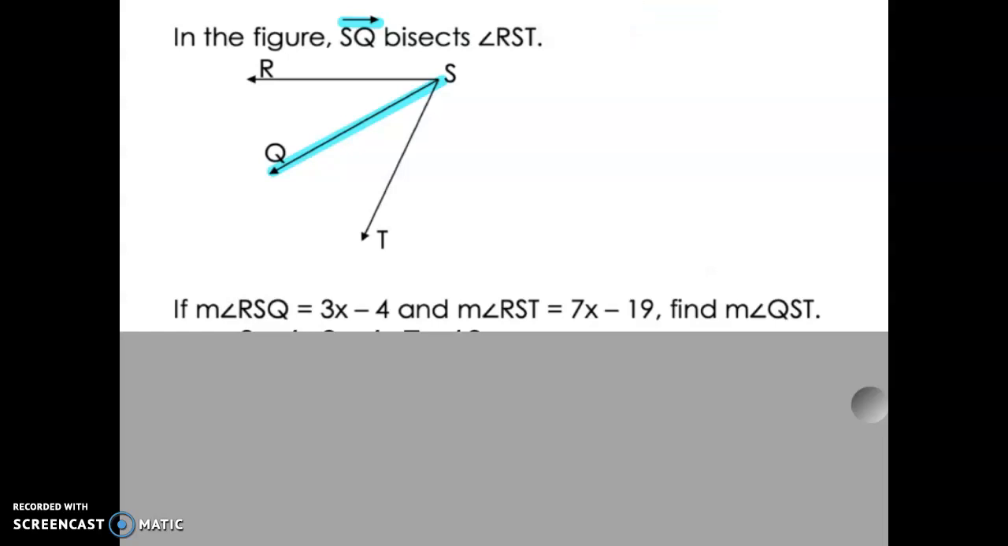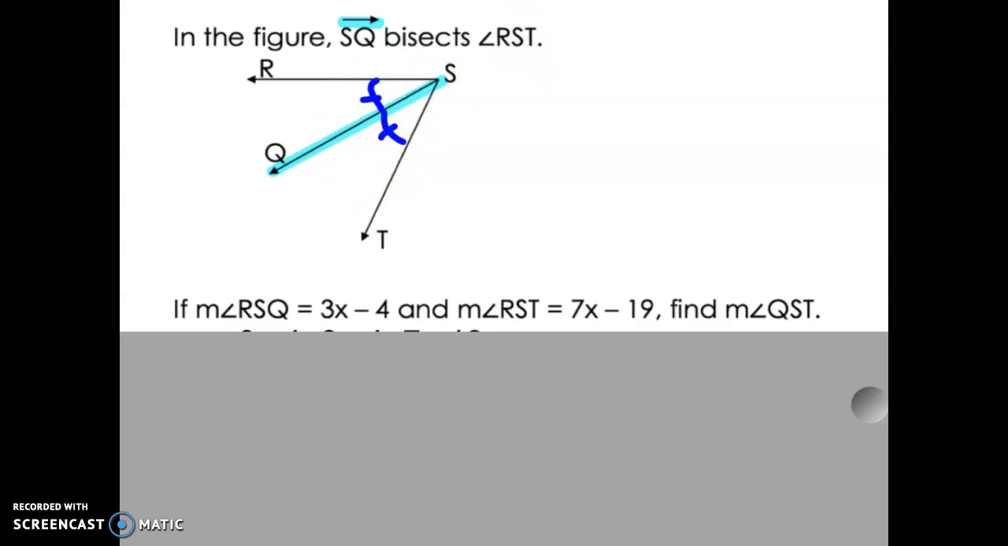When it does that, remember, bisect means cut into two congruent parts. So you're going to be left with two congruent angles. Angle RSQ is going to be congruent to angle QST. And I showed that by marking the information on the picture.